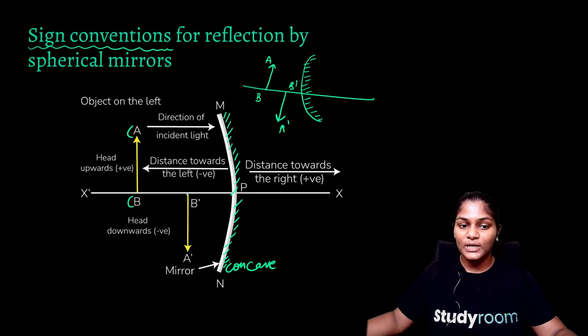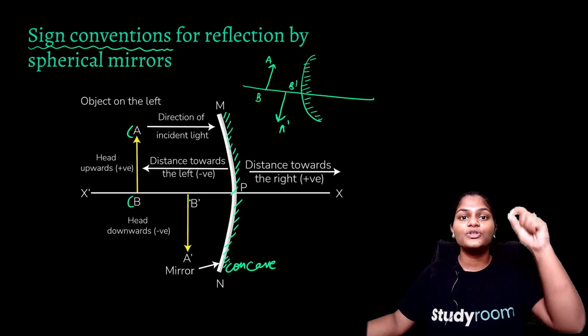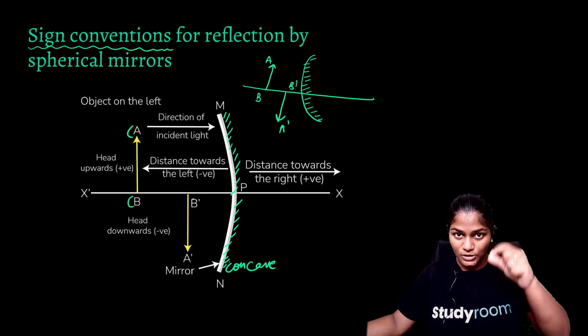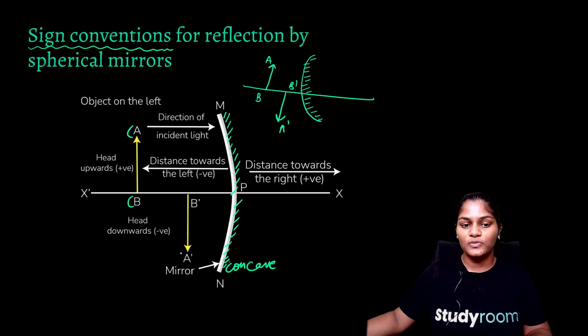And again, the image was formed downwards or inverted. So we drew the arrow from the principal axis towards the downward side and the head was here. So we named this A dash, B dash. Okay. So I'm going to remove all of this now and we're going to be studying the sign convention.